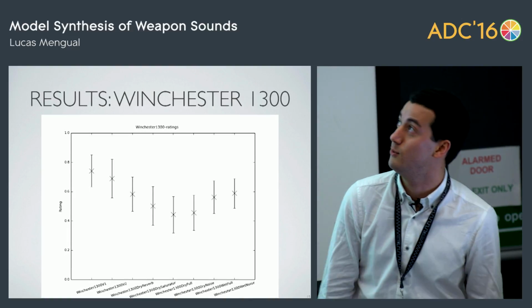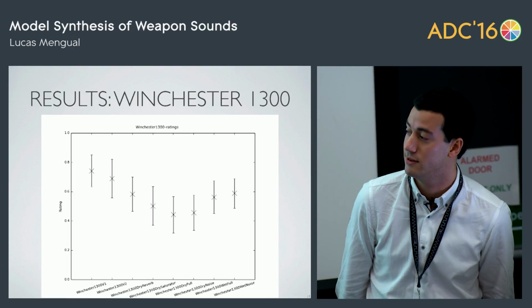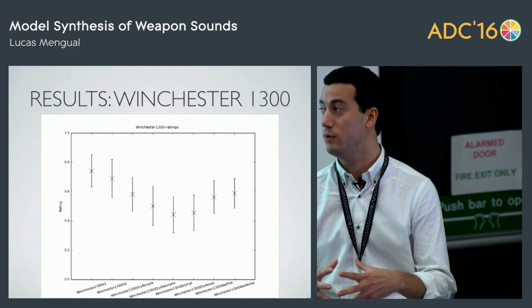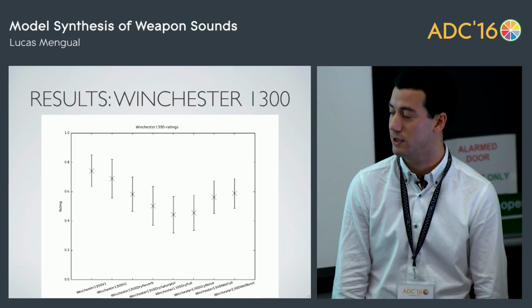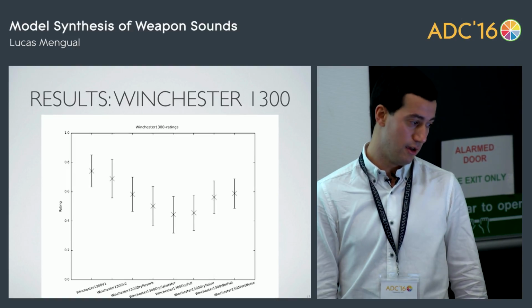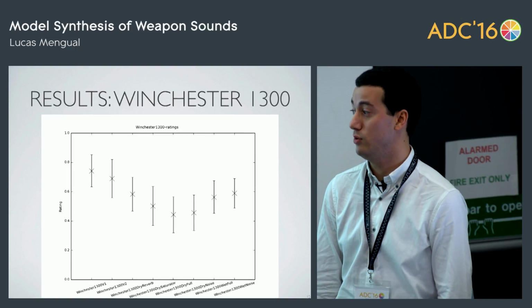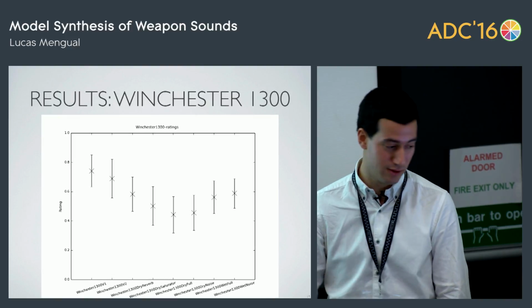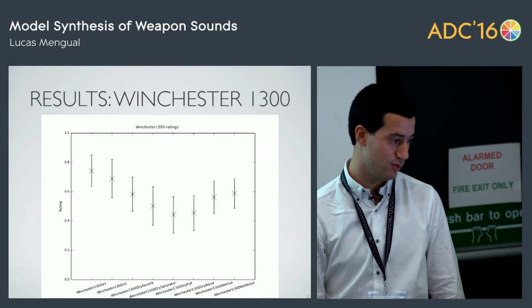Shotgun, okay. So Winchester 1300. If you are a fan of this shotgun, it sounds really low and bassy. It's their type of sound for this shotgun. And this one actually came out pretty well, probably the best for this one. I liked it as well.